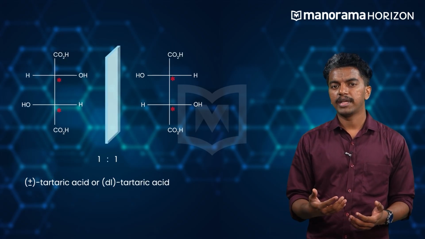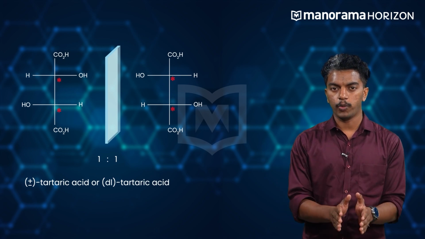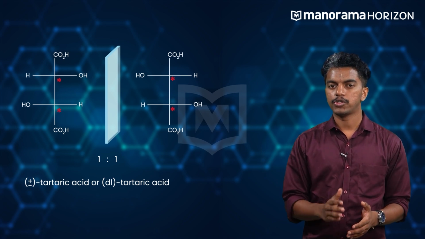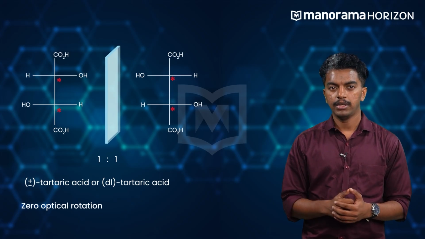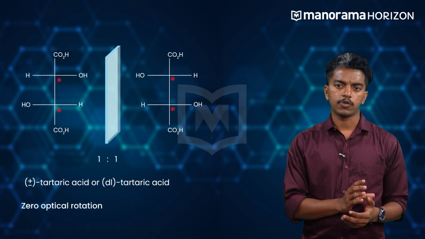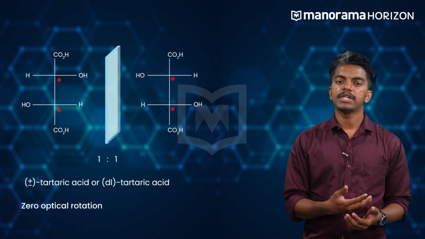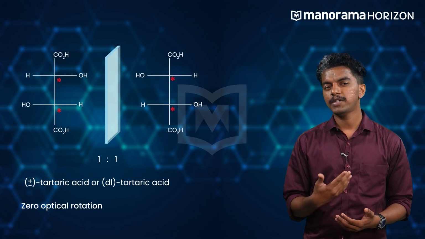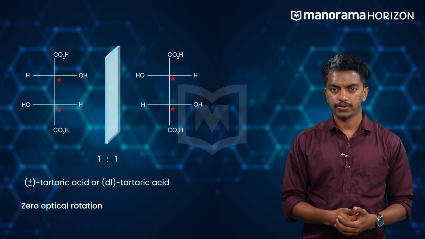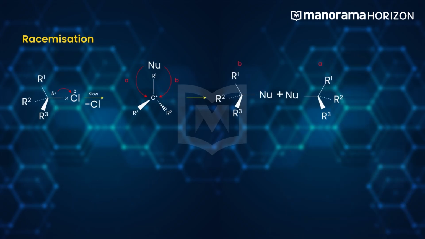If a solution contains two enantiomers in equal proportions, then that solution shows zero optical rotation. Here, the rotation due to one isomer is cancelled by the rotation due to the other isomer. Such a mixture is called a racemic mixture. The process of conversion of an enantiomer into a racemic mixture is known as racemization.